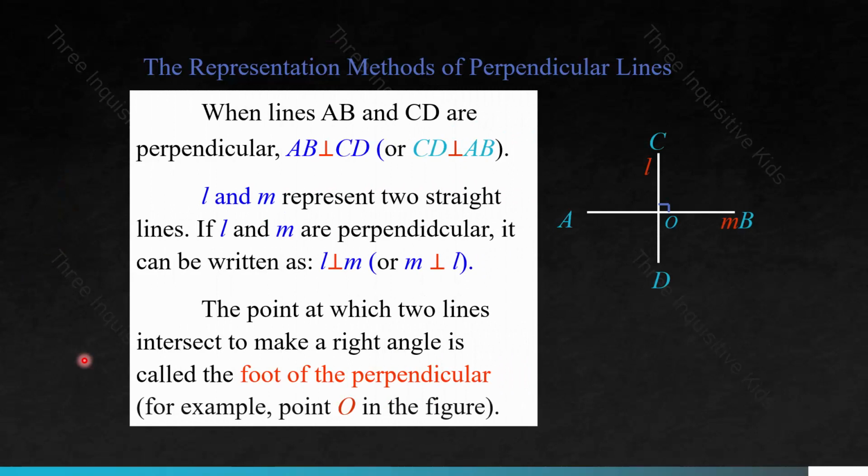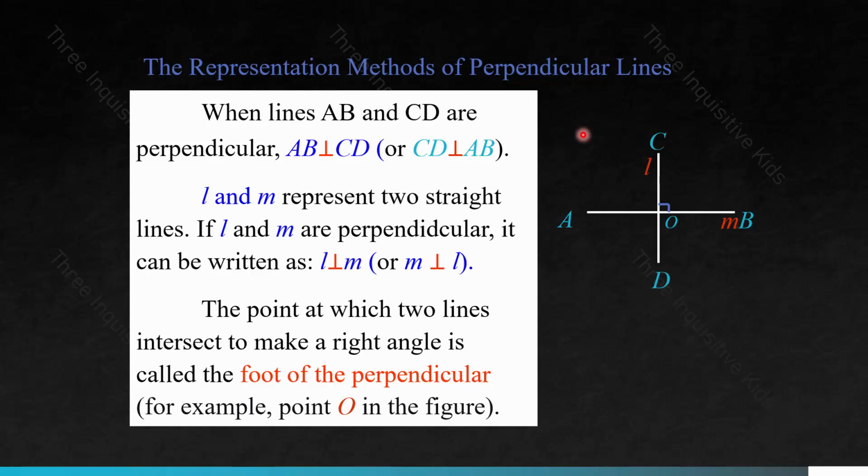The representation methods of perpendicular lines. When lines AB and CD are perpendicular, we draw this little symbol, which is read as AB is perpendicular to CD, or CD is perpendicular to AB. So this symbol you write in between two line segments or two lines to show that they are perpendicular.